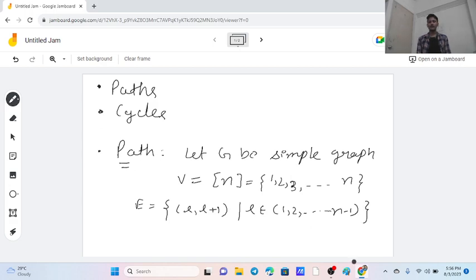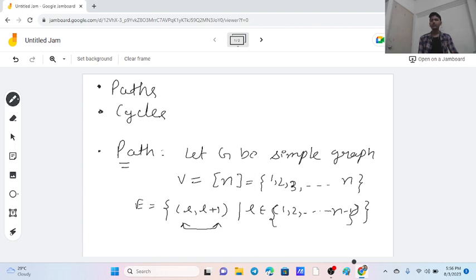Okay, so these are not tuples, these are sets. So I will give you an example of a path, but first let's understand what this statement is saying. Here we have edges {l, l+1}. That means two vertices are adjacent if and only if they are consecutive in the sequence.